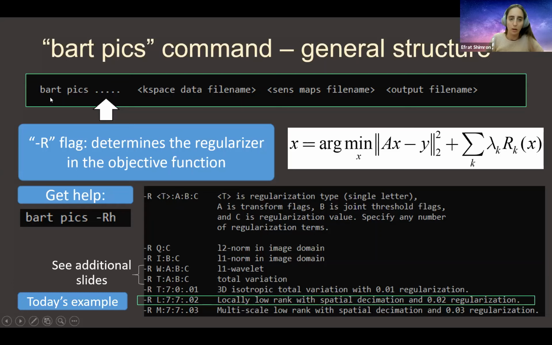So to summarize, this is BART-Pix, the command. This is the general structure. The -R flag enables us to specify which regularizer we want to use, and by that we specify the compressed sensing problem that we're going to solve. One thing that you need to know is that since the data consistency term appears in all the compressed sensing optimization problems, you don't need to specify it. BART-Pix knows that it is there and it will include it in the optimization problem. You don't need to do anything about that. It's always there. So you can use bart pics -RH in order to get this help and learn about these transforms.